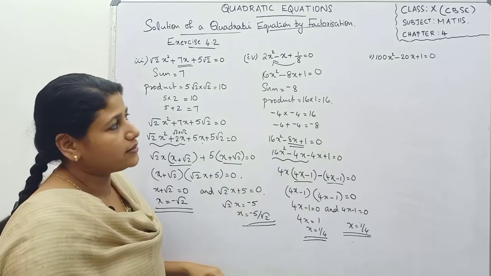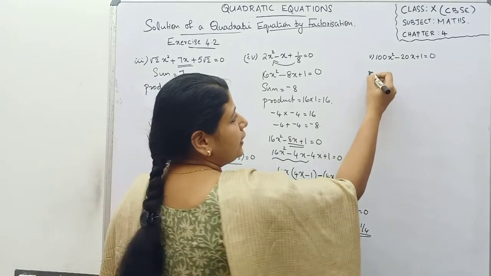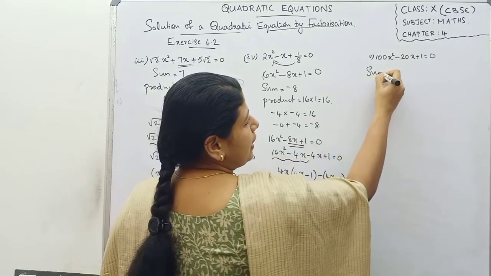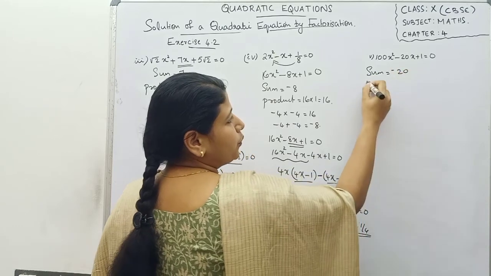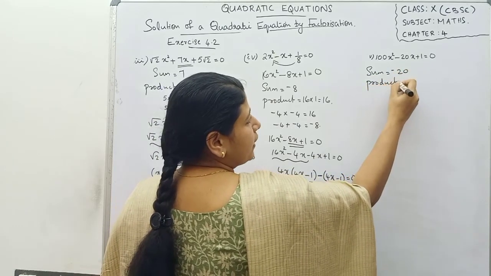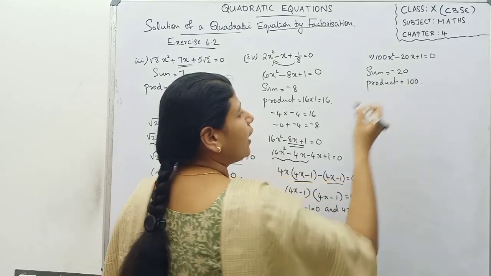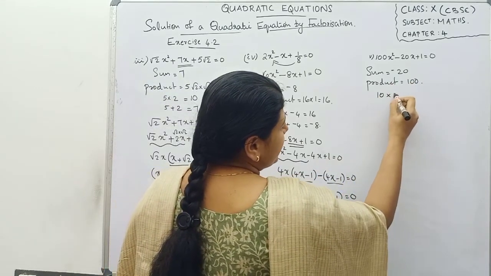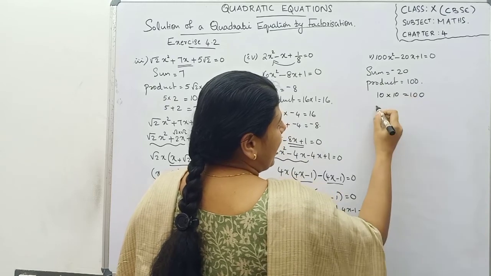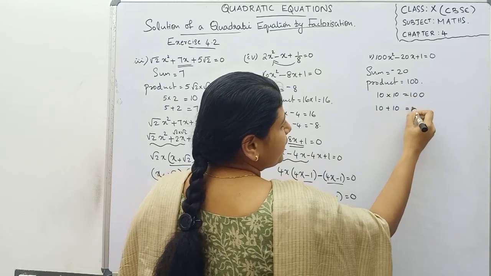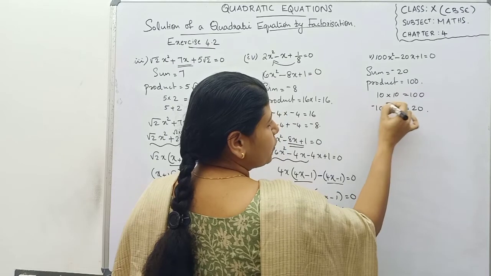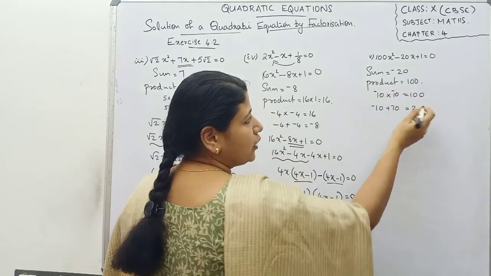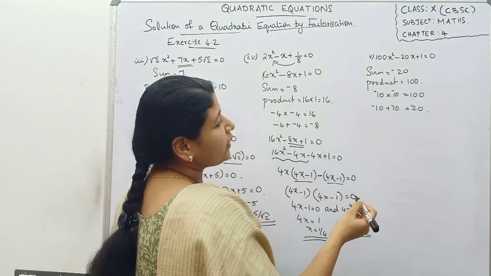Moving to the last question of that first one. Here 100x square minus 20x plus 1. What is meant by sum? Sum is negative 20, that you know. And what about the product? Product is 1 into 100 which is equal to 100. You know that 10 into 10 is 100 and 10 plus 10 is 20. But we need negative 20 here, so you have to put this negative here also, then you will get the positive 100. Here it will be negative 20.